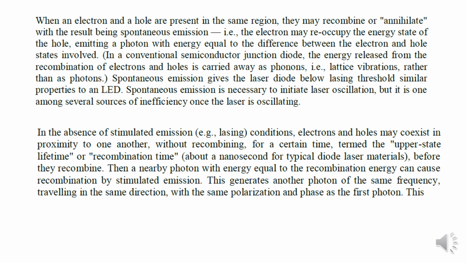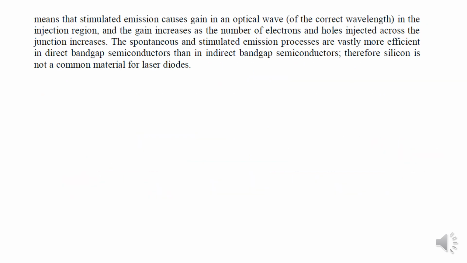Spontaneous emission gives the laser diode below the lasing threshold properties similar to an LED. In the absence of stimulated emission, electrons and holes may coexist in proximity to one another without recombining for a certain time. A nearby photon with energy equal to the recombination energy can cause recombination by stimulated emission. This generates another photon of the same frequency, traveling in the same direction, with the same polarization and phase. This means stimulated emission causes gain in the optical medium in the injection region, and the gain increases as the number of electrons and holes injected across the junction increases.